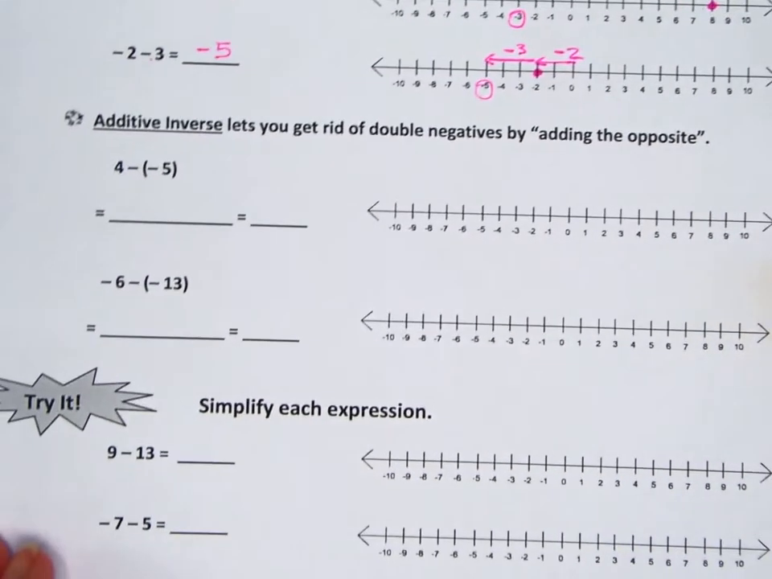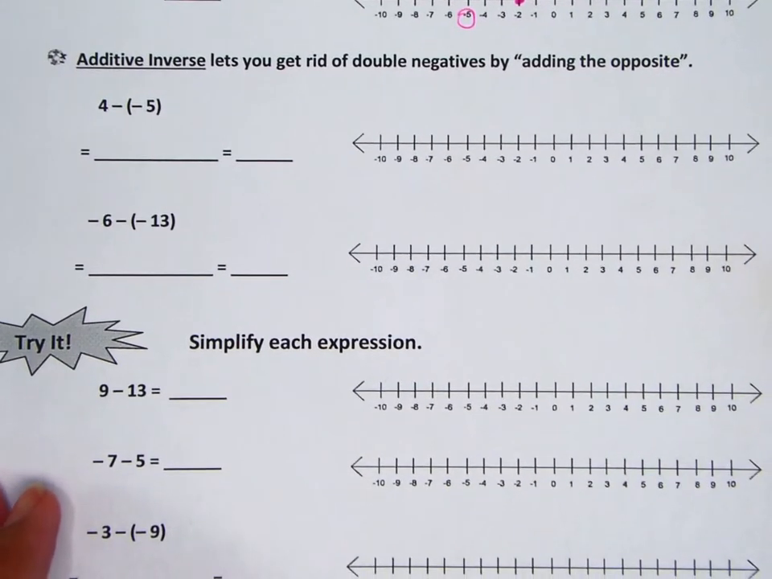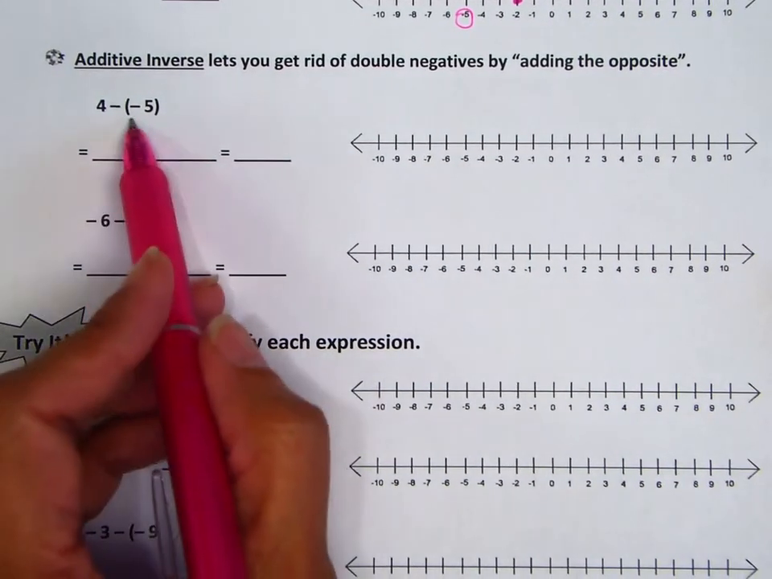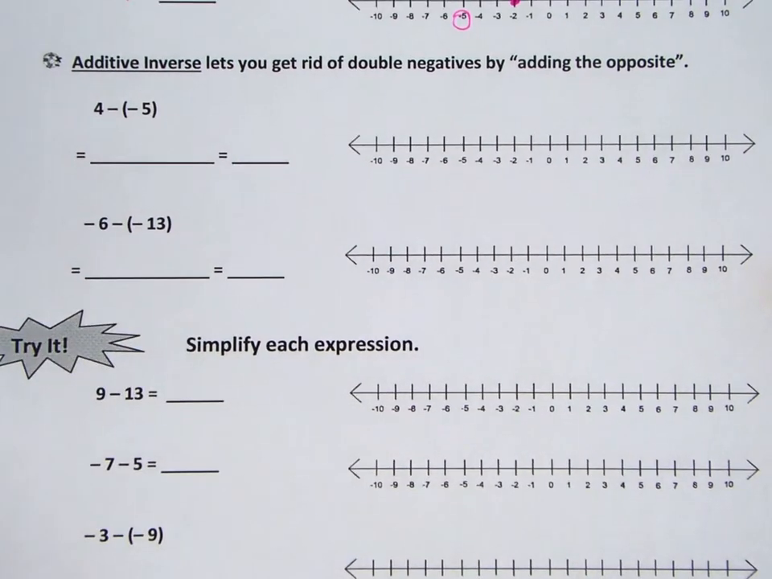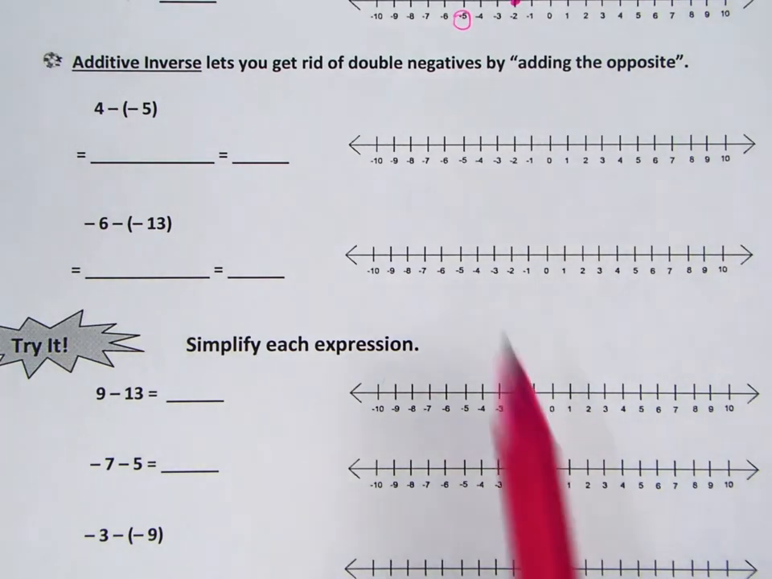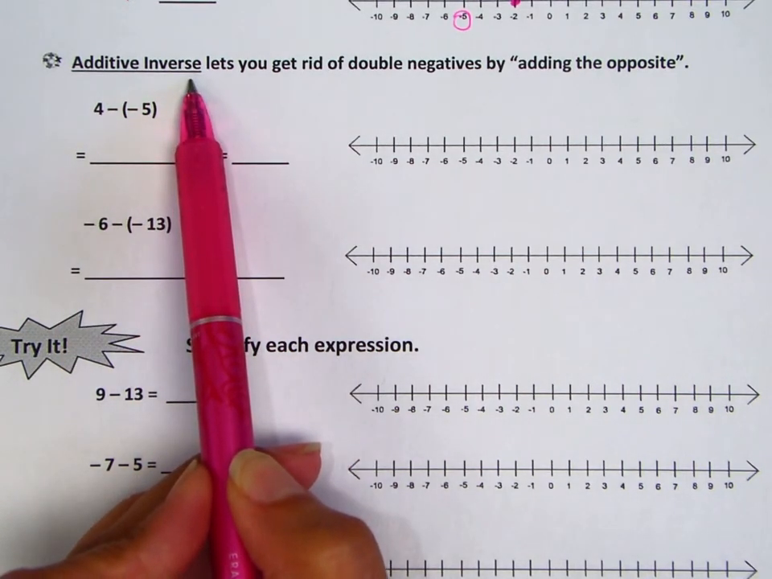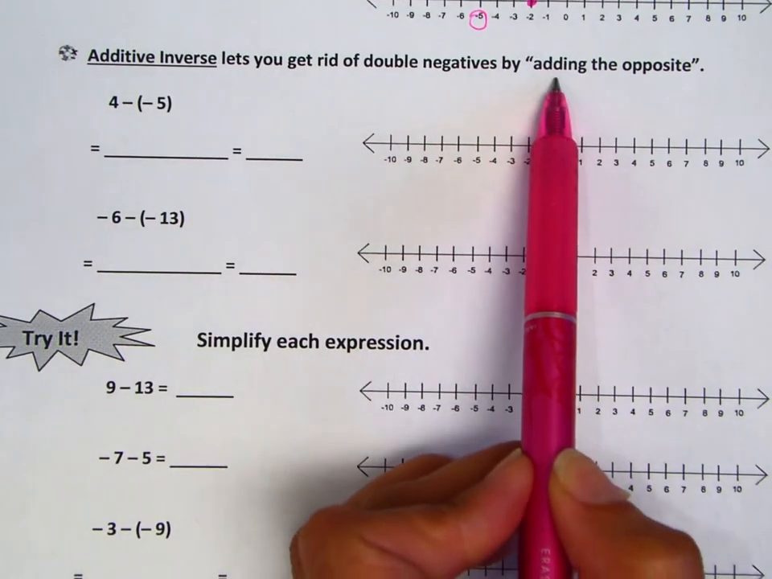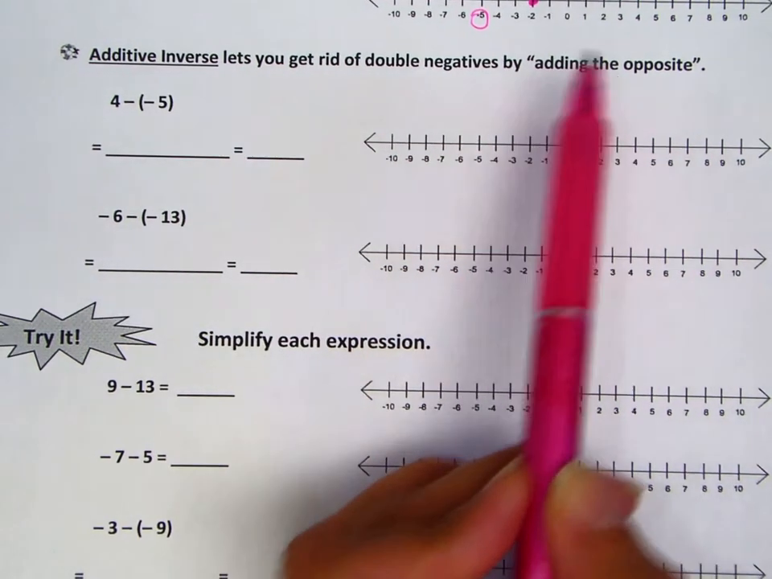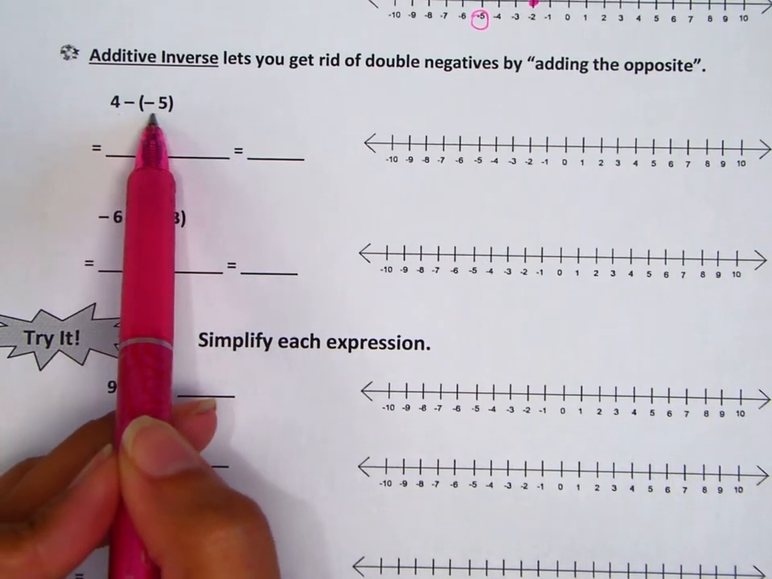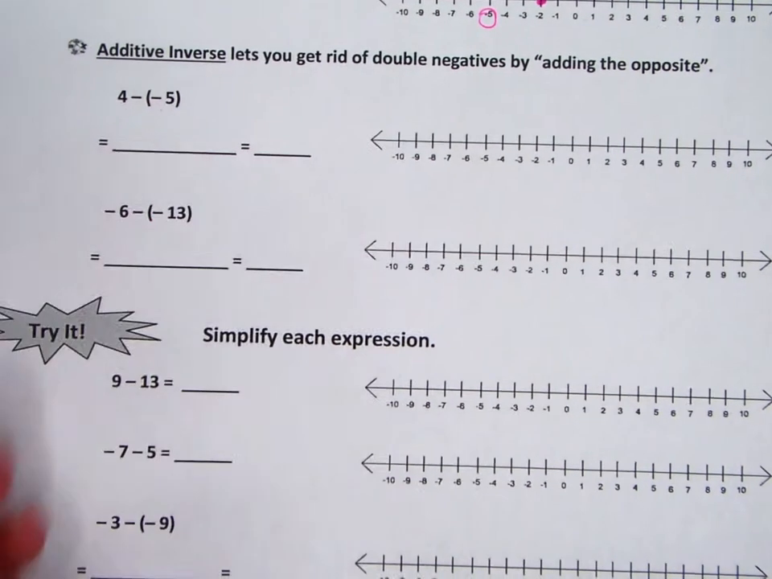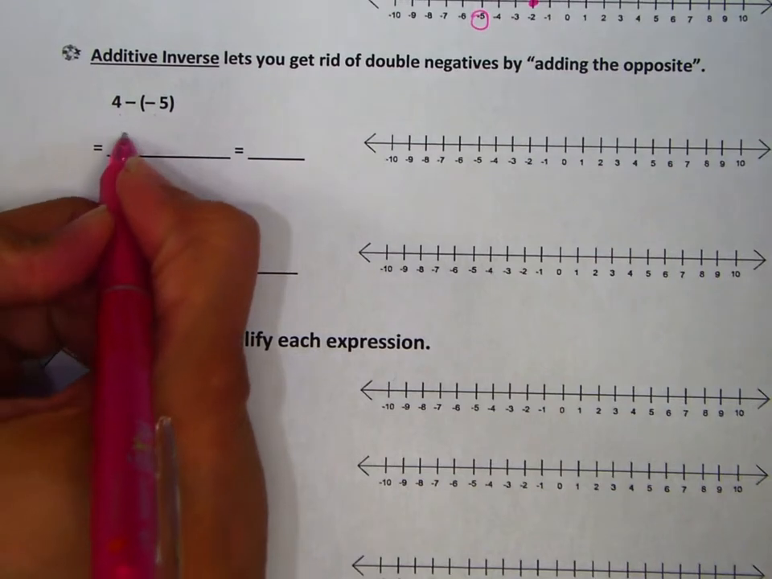So now we've come to the trickiest part, which is when you're subtracting negative numbers. I call them double negatives, and we don't like double negatives in English, and we don't like double negatives in math. It's easier if you just get rid of the double negatives by using the additive inverse rule. Additive inverse just means that you can add the opposite value. So when I look at 4 minus negative 5, I can change that into an adding and opposite.